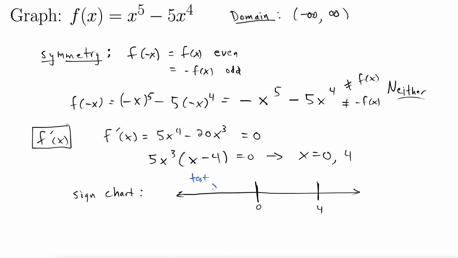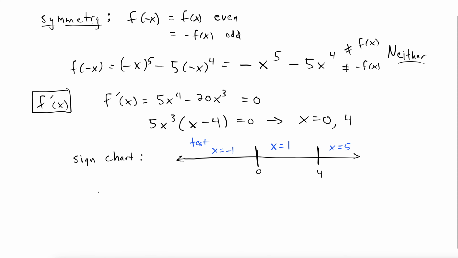So let's test x equals, how about negative 1? You can choose any point in the region you'd like. Between 0 and 4, let's choose 1. And then above 4, we'll do x equals 5. And we're testing these in the derivative because we want to figure out if it's increasing or decreasing in those intervals.